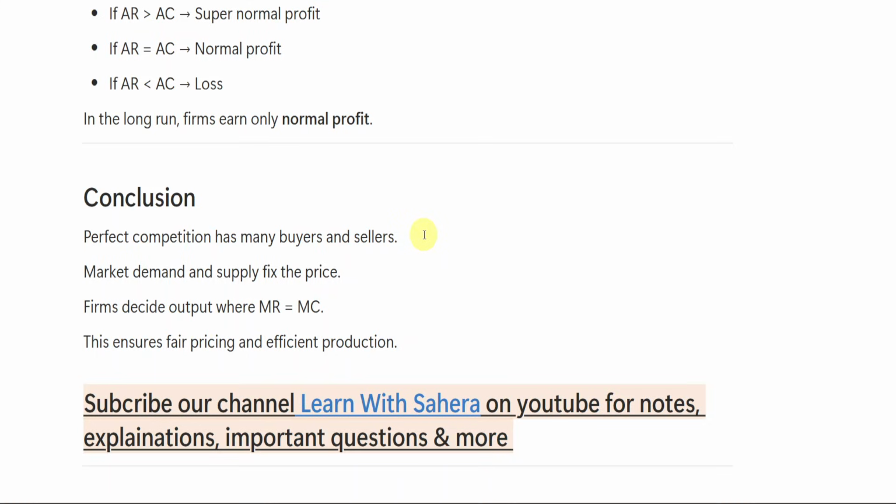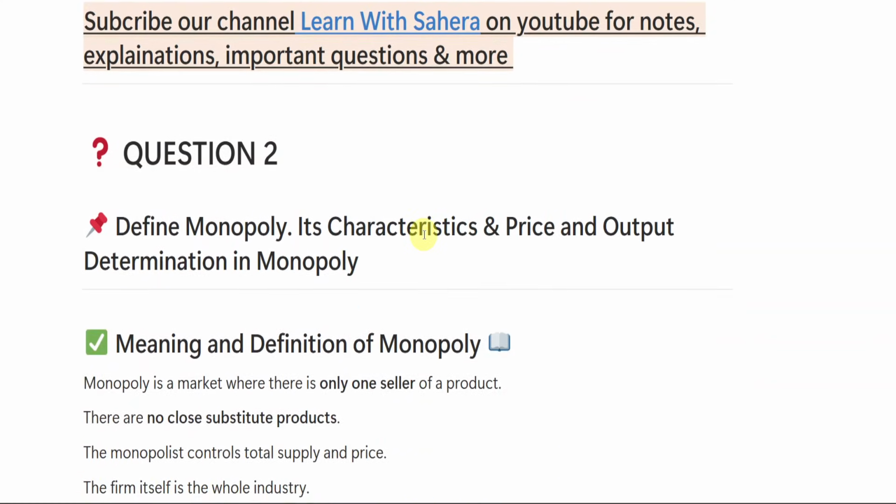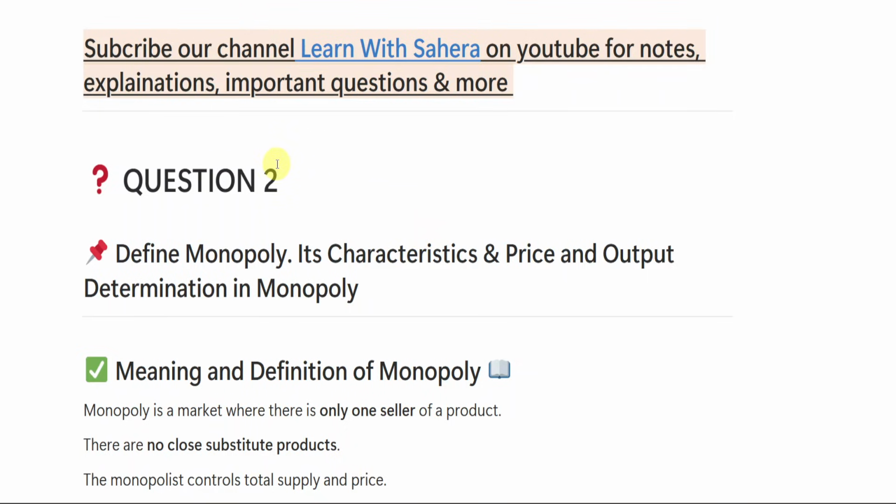Perfect competition has many buyers and sellers. Same products will be there, free entry and exit will be there, and price is fixed by market demand and supply, as we have already seen. Then we have monopoly, its characteristics and price and output determination in monopoly.